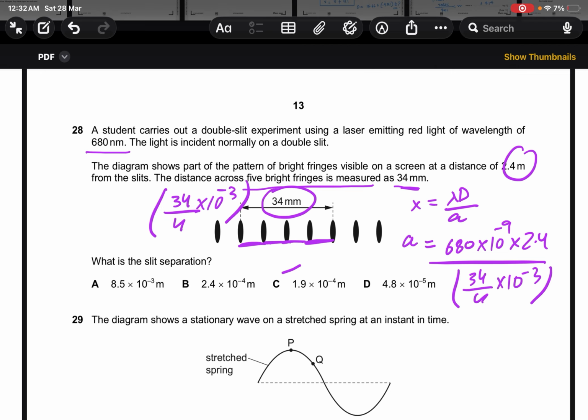Put this entire thing into the calculator to get the value of a. 680 into 10 raised to power negative 9 times 2.4 upon 34 upon 4 into 10 raised to power negative 3. And what I get is 1.92 into 10 raised to power negative 4, which is option C.